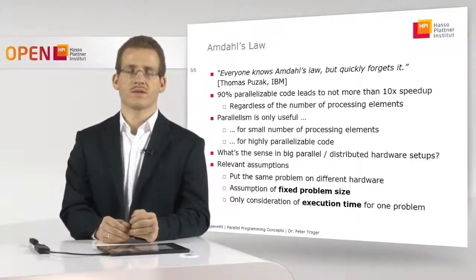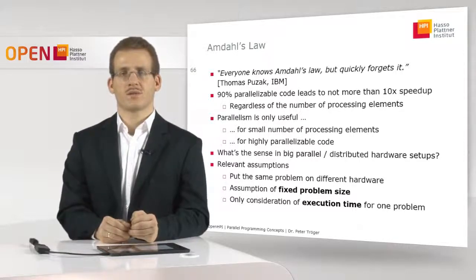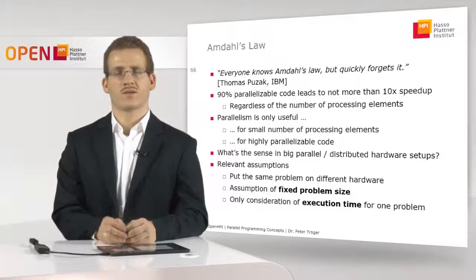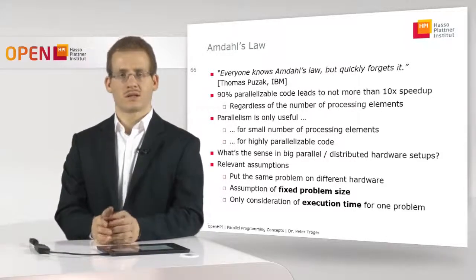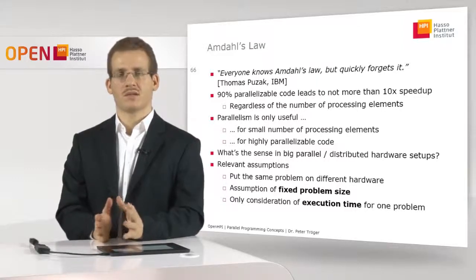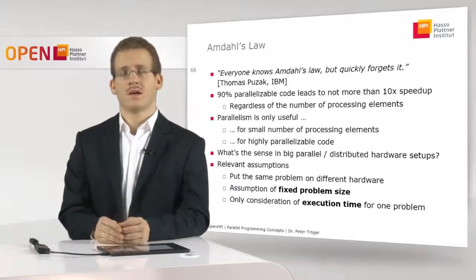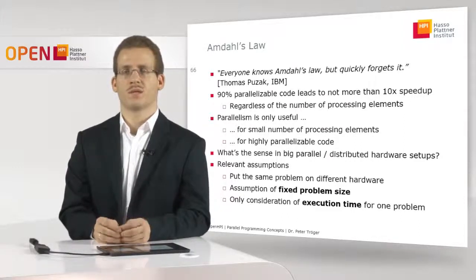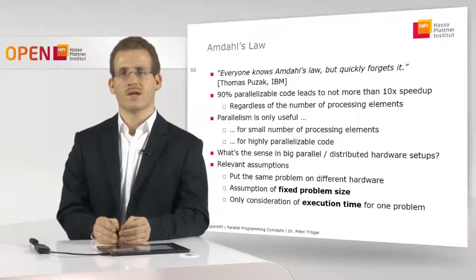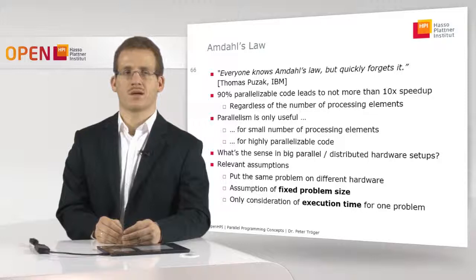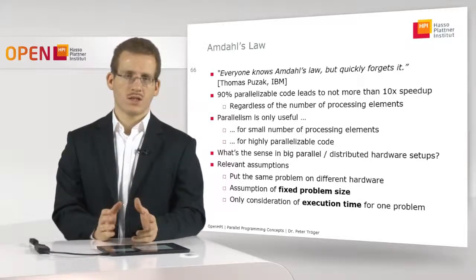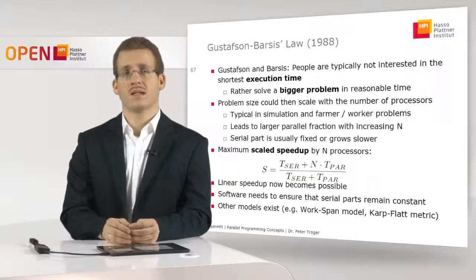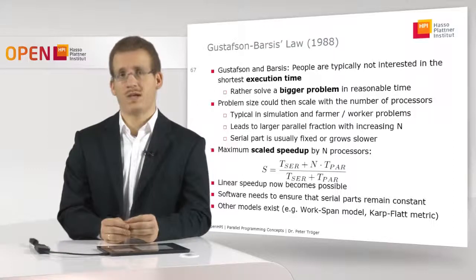The first relevant assumption in Amdahl's law is the assumption of fixed problem size. So Amdahl only talks about taking the same problem and running it on either one processing element or multiple. So the problem size, the application, the amount of data being processed is not changed at all. The second point is that Amdahl only talks about the overall execution time for one problem. So there is no other interesting factor here than how fast this application is done. And these two observations actually lead to a second law called the Gustafson-Barsis law from 1988, which was way later.